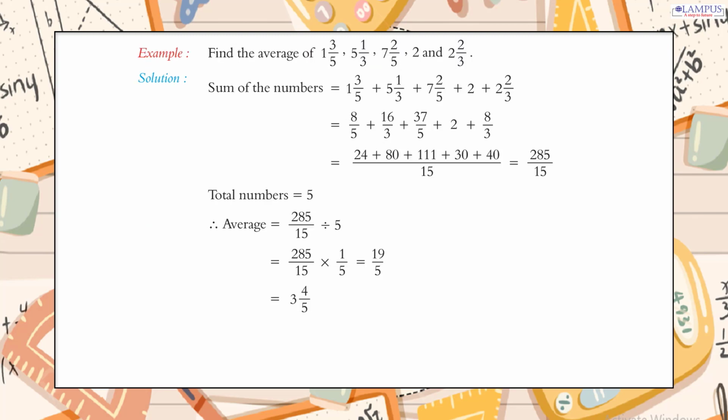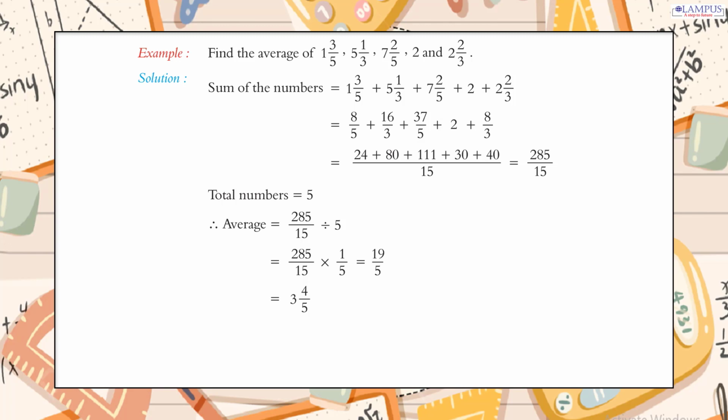Example: find the average of 1 and 3/5, 5 and 1/3, 7 and 2/5, 2, and 2 and 2/3. Solution: sum of the numbers equals 1 and 3/5 plus 5 and 1/3 plus 7 and 2/5 plus 2 plus 2 and 2/3 equals 8/5 plus 16/3 plus 37/5 plus 2 plus 8/3.